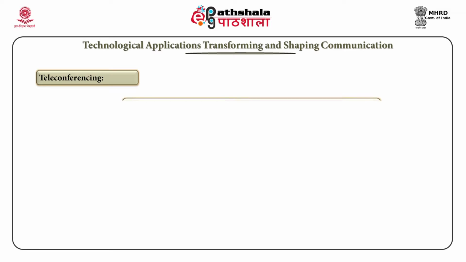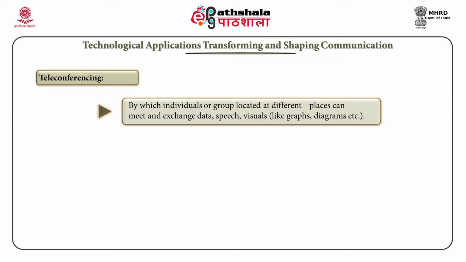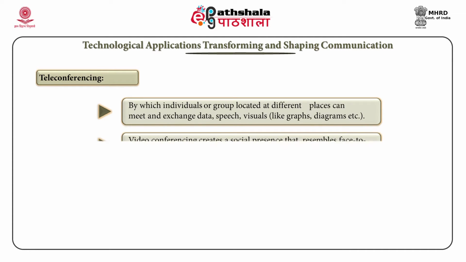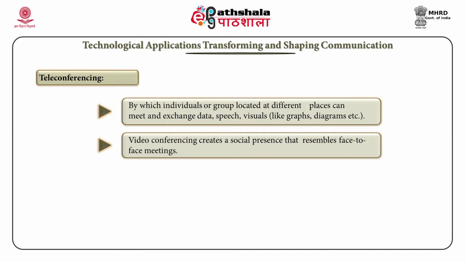Teleconferencing. It is a means by which individuals or groups located at different places can meet and exchange data, speech, visuals, etc. Through video conferencing, particularly two-way video conferencing, people located at remote sites can see themselves in live action using information and communication technology. Video conferencing creates a social presence that resembles face-to-face meetings and discussions, that enables participants to see the facial expressions and physical demeanor of each other while actually being present at remote sites.